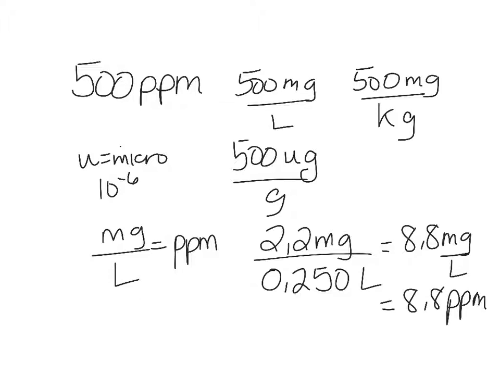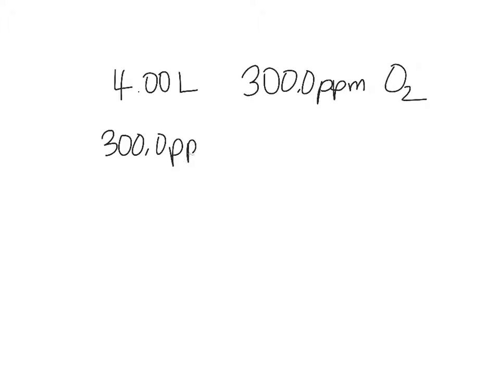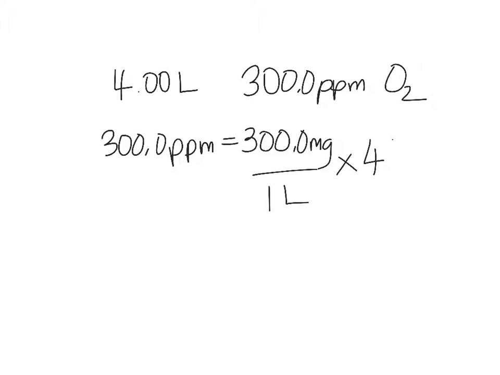Okay? We need to keep track of the oxygen in the water, because if it drops too low, your fish will start dying. It is the same thing as 300 milligrams per liter. You have 4 liters. So if you multiply that by 4 liters, you get your milligrams.